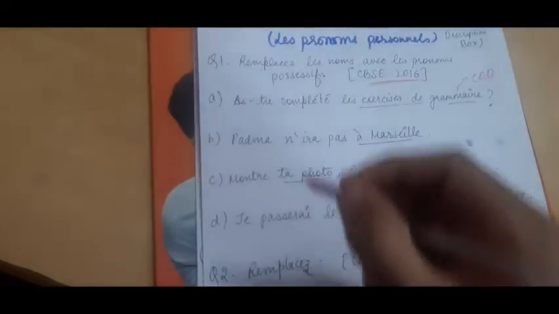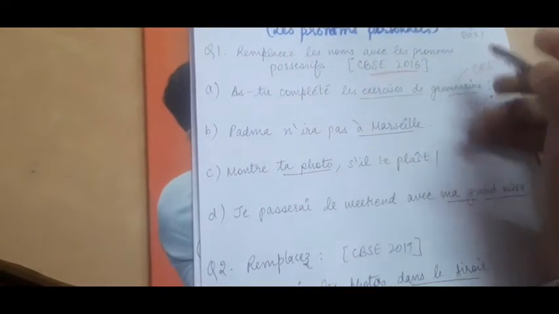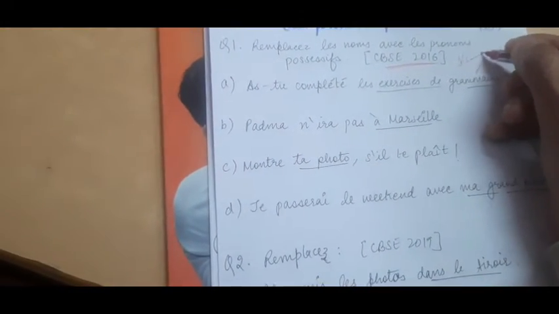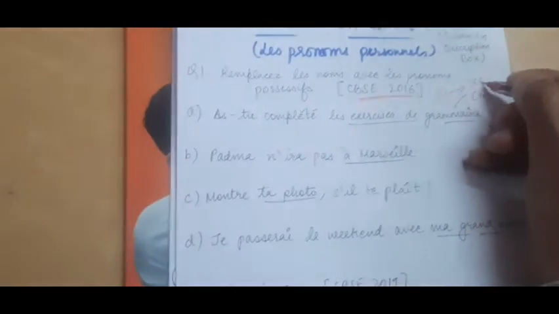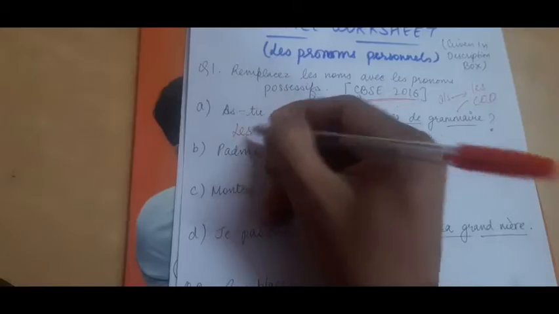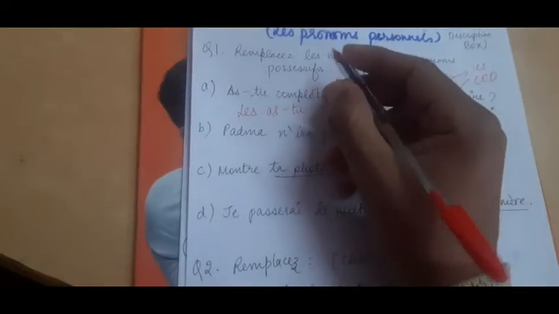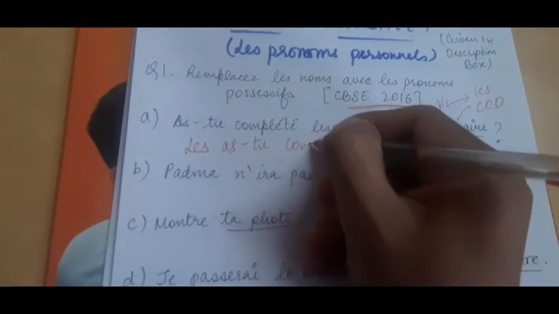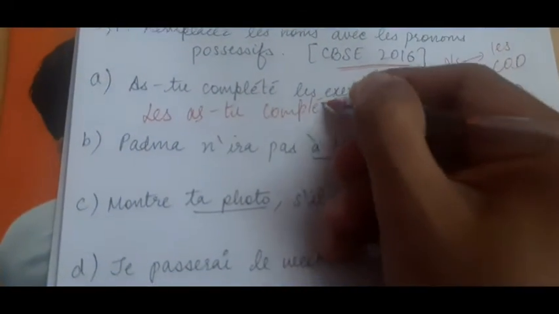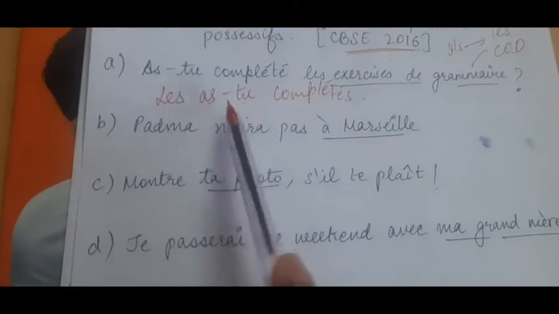If you want to replace this, which is the COD, I'll be saying, have you completed them? Just see how I'm going to place it. First, les exercices de grammaire is the COD, ils plural, which means it is les. So I'll start with les. As-tu complété? Okay, this is the answer. I have put les before the verb.